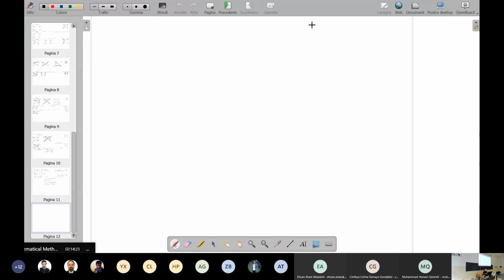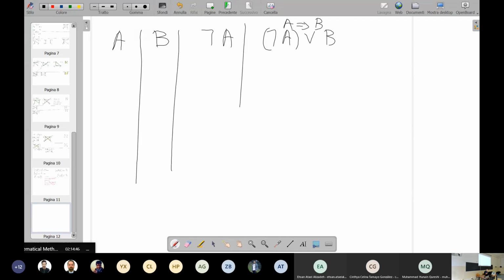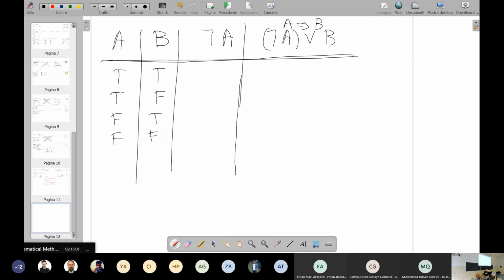by truth tables. If I have A, B, I have not A, I have not A or B, which is what we shall call A implies B. True, true, false, false, true, false, true. False. What is not A? It is the contrary of A. So where A is true, not A is false. And where A is false, not A is true.